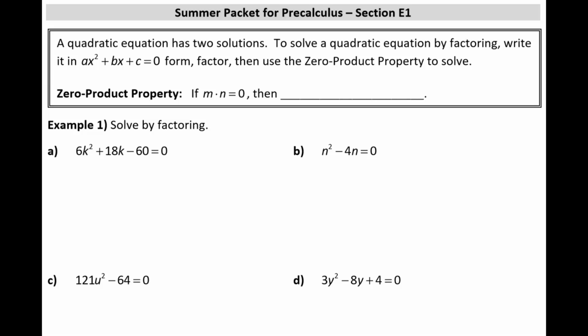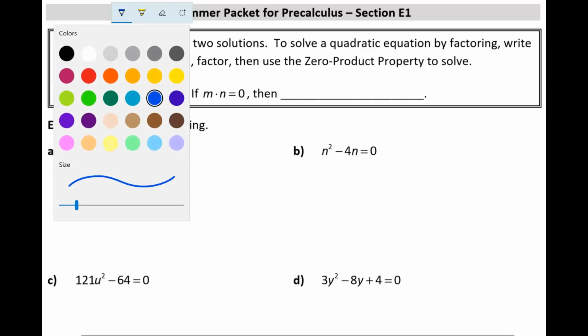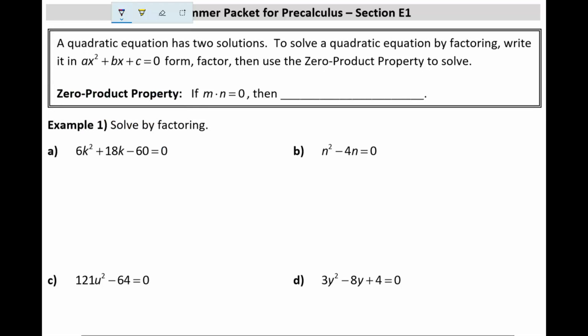There are several methods for solving quadratic equations, and you need to be familiar with them all. So when I have an equation in standard form, that is ax squared plus bx plus c equals 0, I can factor and then use the zero product property to solve. Let's remember what the zero product property says.